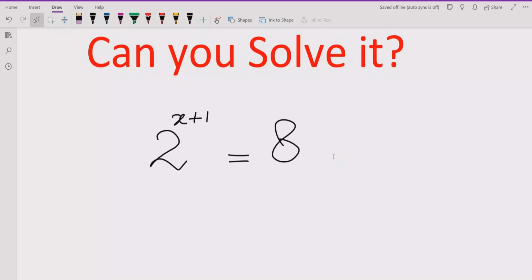So here we have 2 raised to power x plus 1 equals 8. So we have to solve and find the value of x. Now we cannot solve it directly, like we cannot say x plus 1 equals 8 or something. So here we have the solution.